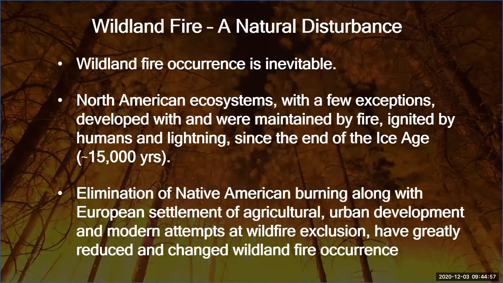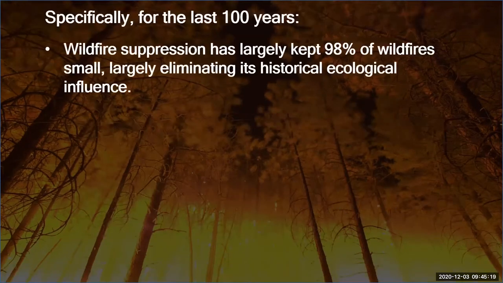But what has happened since European discovery and settlement is the elimination of Native American burning, along with European settlement of agriculture, urban development, and modern attempts at wildfire exclusion. And this has greatly reduced and changed the character of wildland fire occurrence. Specifically, in the last 100 years, wildfire suppression has largely kept about 98% of wildfires small, and we've largely eliminated wildfire from its historical influence.